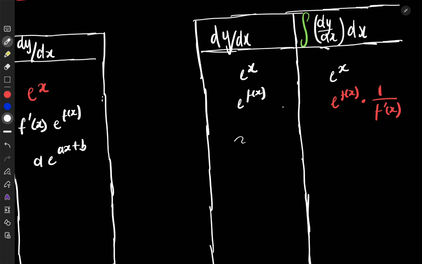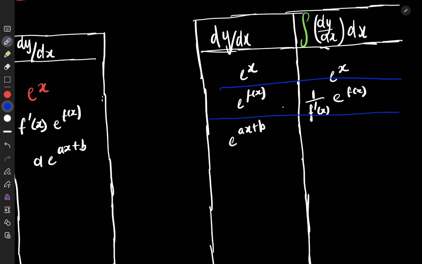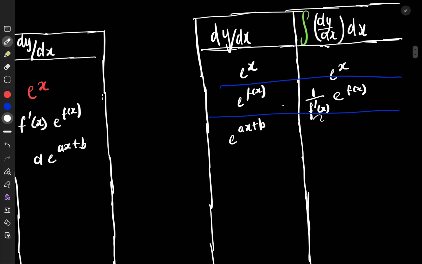And that is what happens when we have e to the ax plus b. You can put the 1 over f dash x in front, and this is multiplying e to the f of x. Then we have e to the ax plus b as our third one. What do we do here? Well, you do the same thing you did with f of x, because ax plus b is an f of x.